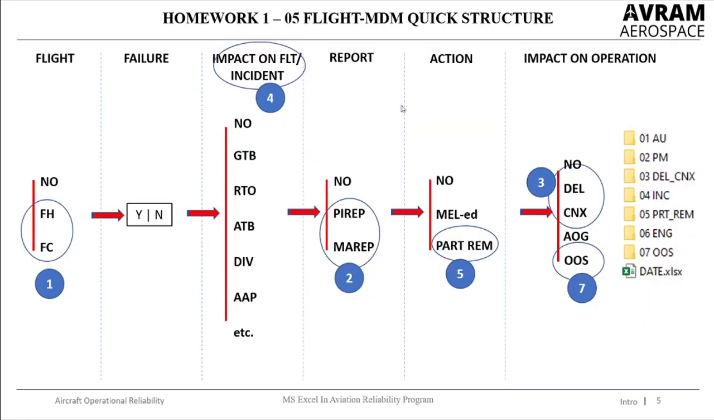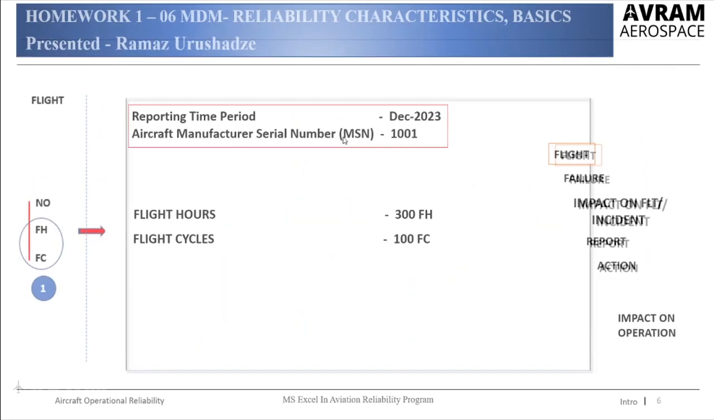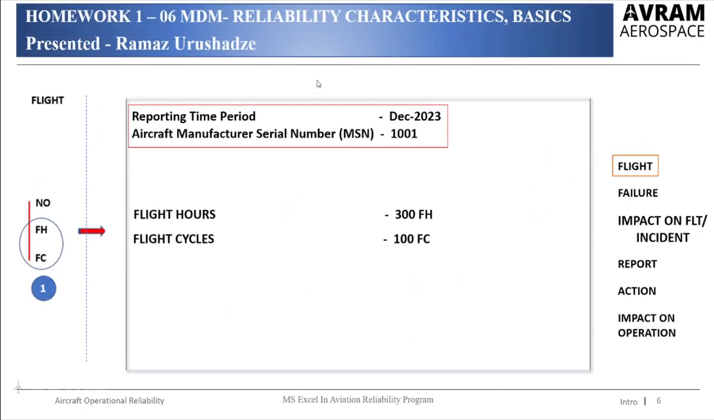In the last presentation, we described flight maintenance data management structure. Now let's move one step forward and add to the structure operational reliability. And today we are going to discuss basic reliability characteristics. And we are going to start from flight.